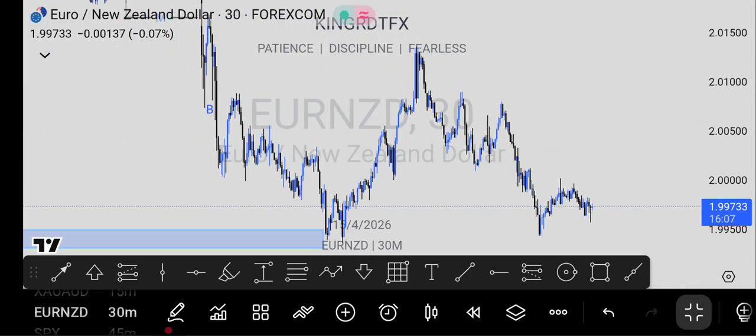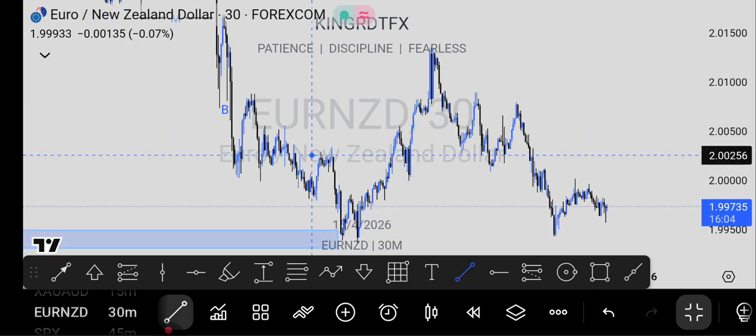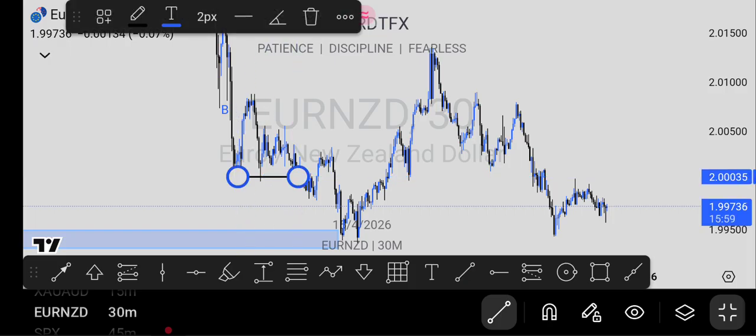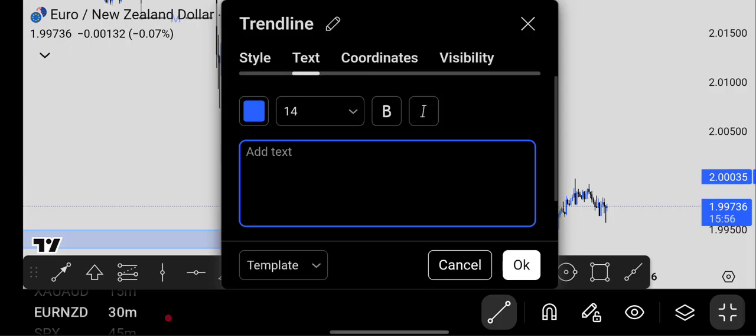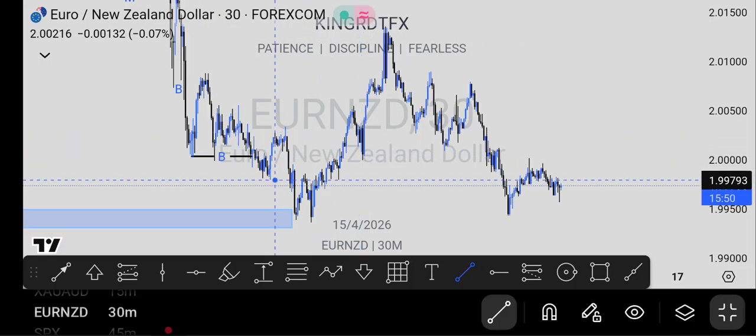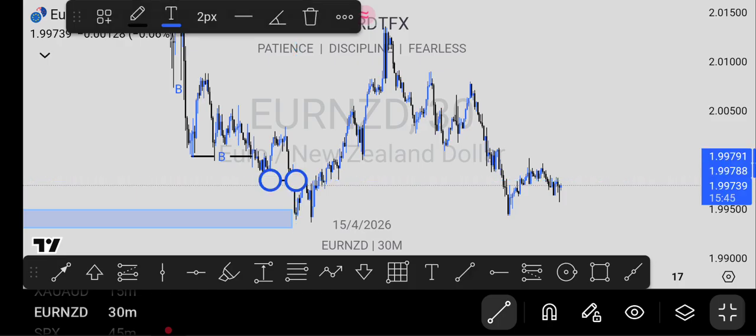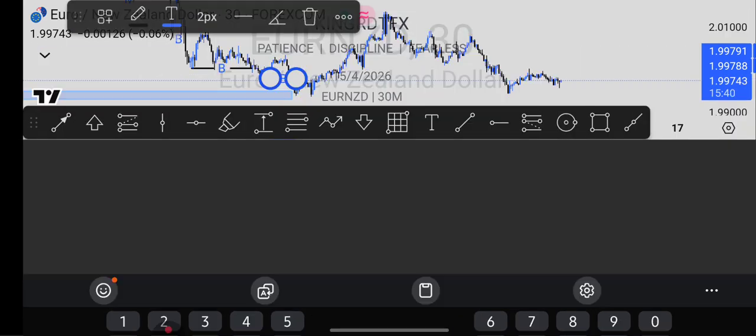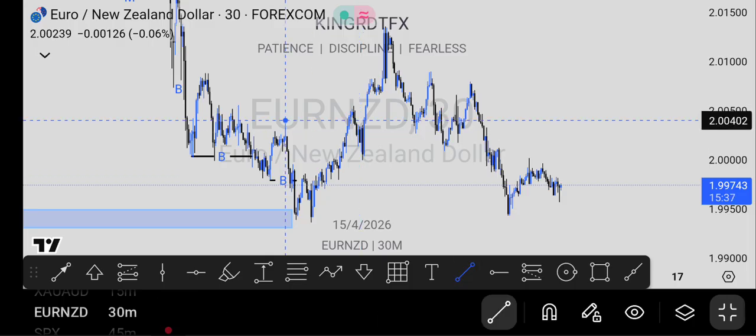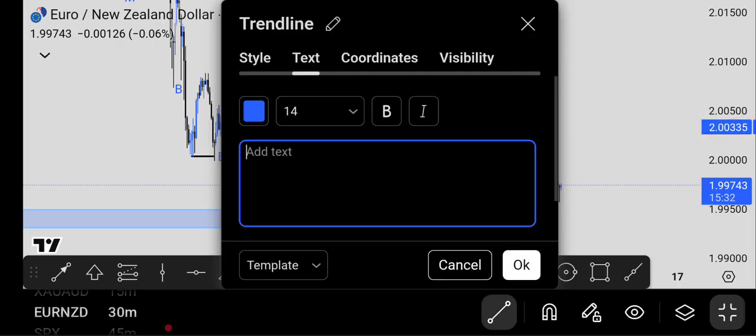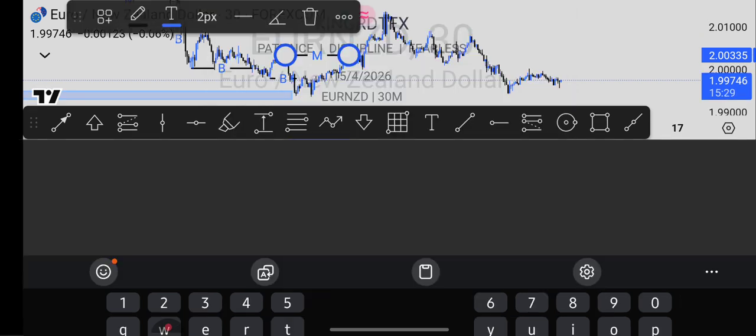And what do we see? We see a break of structure here. We see a break of structure. Then this is what we have here. The last break of structure to the order block, right? And then we had our market structure shift here. We had our market structure shift.